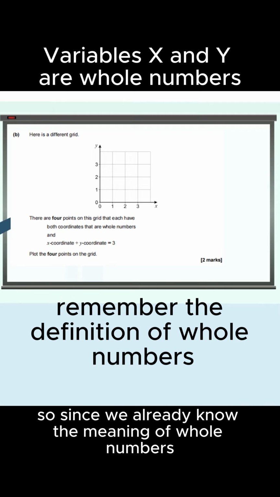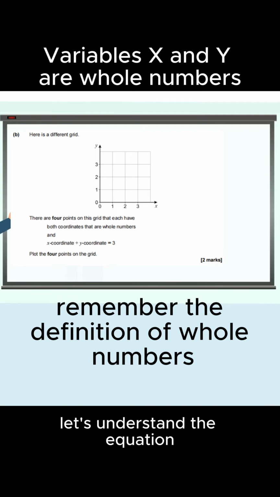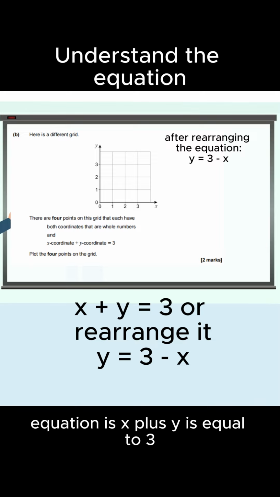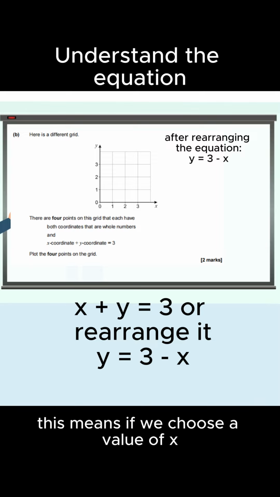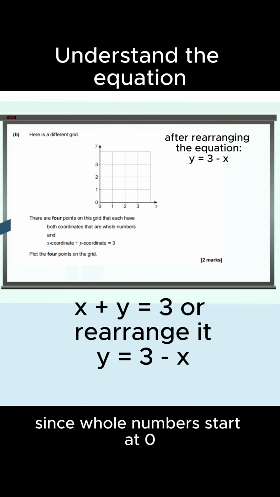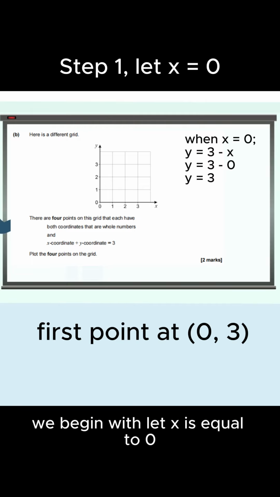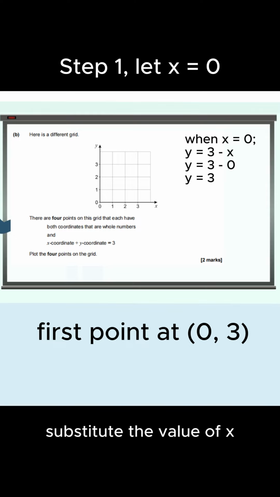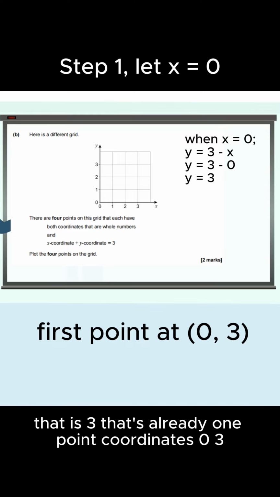Since we already know the meaning of whole numbers, let's understand the equation. The equation is x plus y is equal to 3. This means if we choose a value of x, I can calculate y, right? Since whole numbers start at 0, we begin with x is equal to 0. Substitute the value of x, then we'll get the value of y, that is 3. That's already 1 point. Coordinates (0, 3).